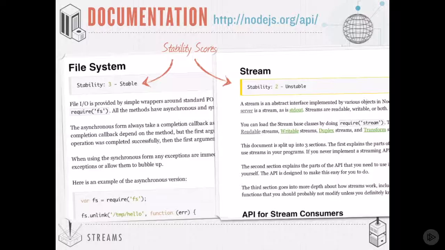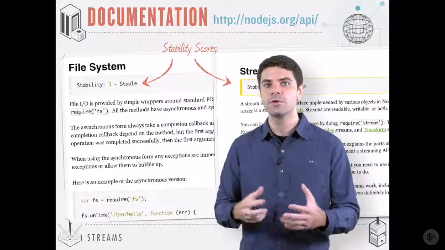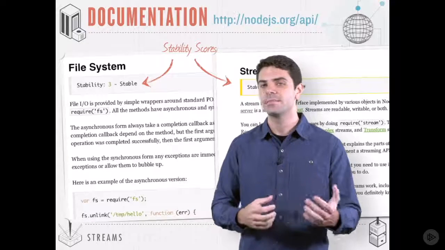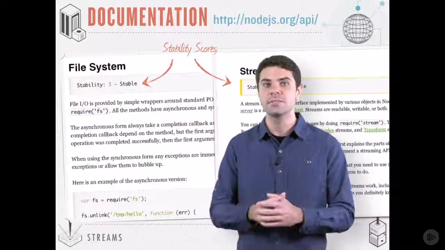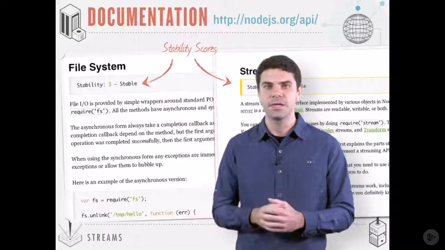On the other hand, the streams module is still unstable with a score of 2. This means that changes to the API are still possible. So next time a new version of Node comes out, it's important to check for any changes on streams or any other unstable API that your Node application might be using.